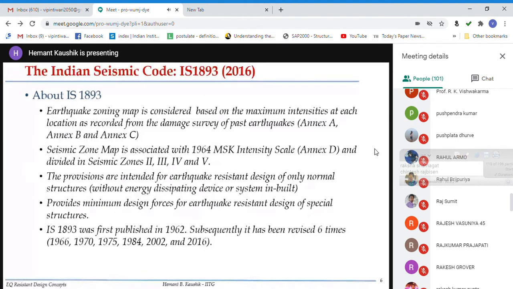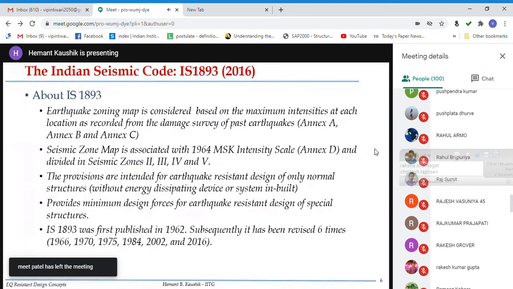IS 1893 was first published in 1962, and then we have revised it 6 times, right? Another revision is already in process. About last month there was a meeting where we found that there are many concerns in this 2016 version. So slowly, maybe within a year, we will have another version of this code along with the commentary. This commentary will tell you the meaning of different clauses in the code and why each clause is there. Currently, it is missing.